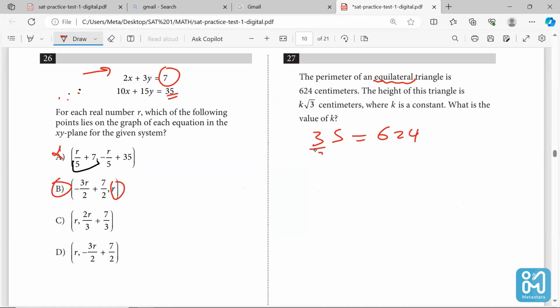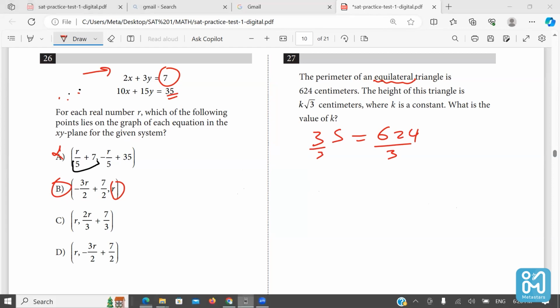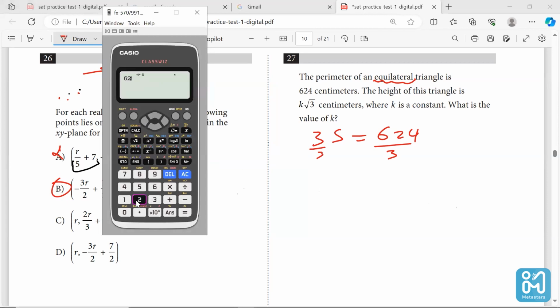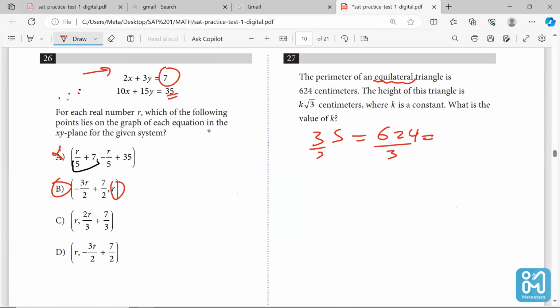624. If you divide by 3, it's going to be what? 200 what? I think 624 divided by 3 gives us 208. Good. So one side equals 208. Now, when you draw the triangle, I have 208 and 208 and 208.